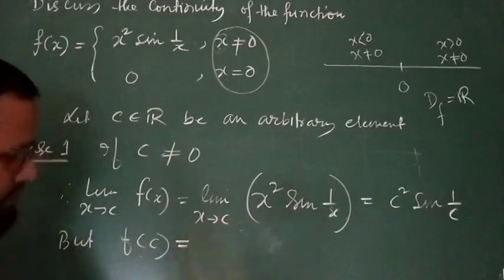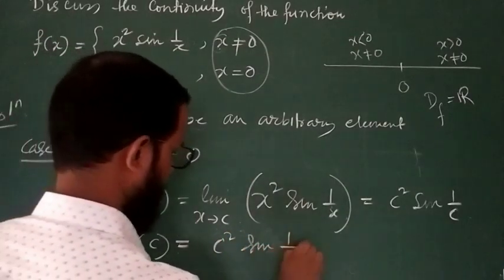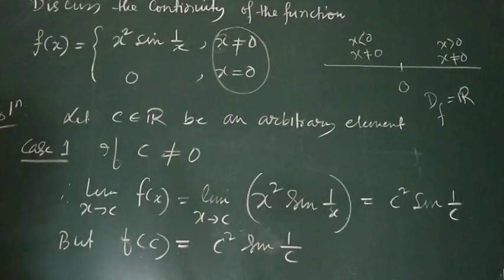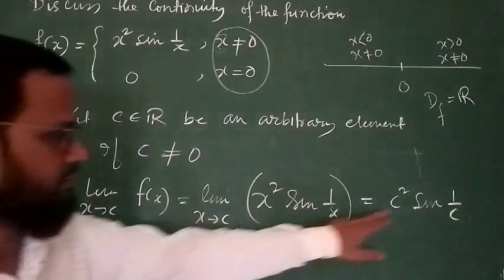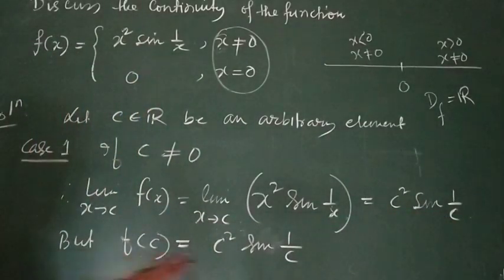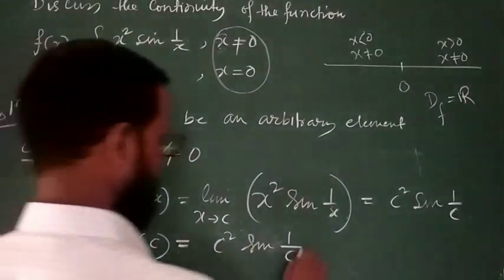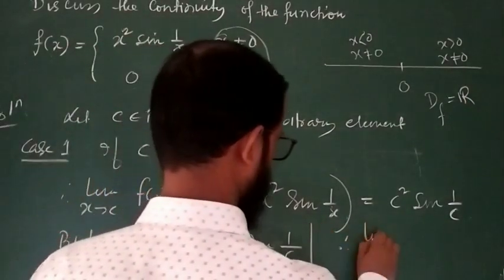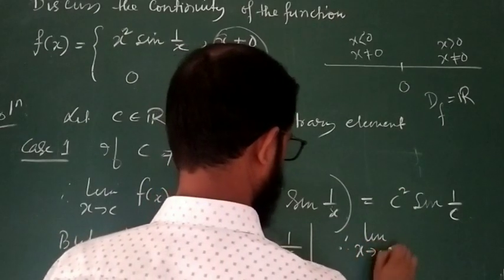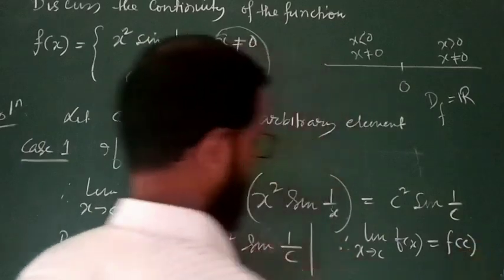Sine square. This is c square into sine 1 by c. So from c, the limiting value is c square sine 1 by c. Functional value is what? c square sine 1 by c. From these two we can conclude that therefore we can write limit x tends to c f(x) equal to f(c).